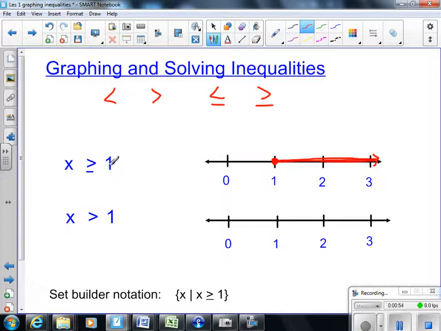Is 2 greater than or equal to 1? It is. Let's try this next one. x is greater than 1. This time I don't want a closed dot. I want an open dot on 1 because I don't want to include 1, but I do want to shade everything to the right. So I could say that 2 is greater than 1, or 1 and 1/10 is greater than 1, but not 1 itself. It will not make it true.